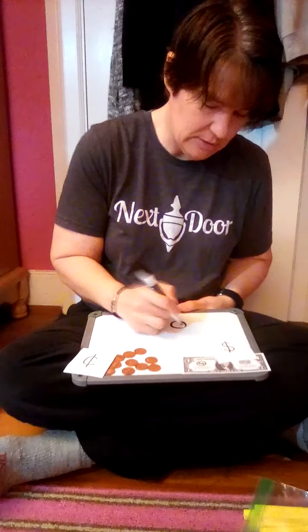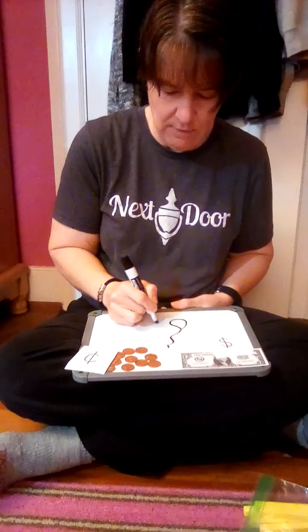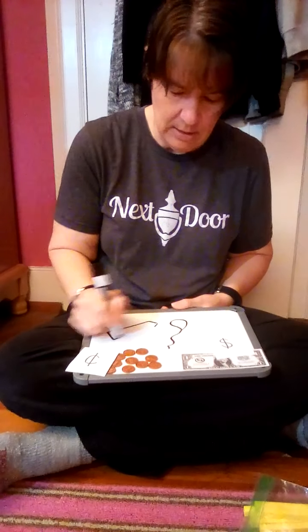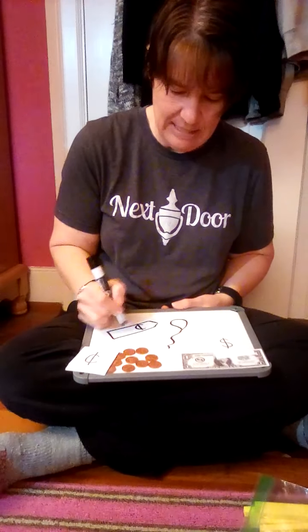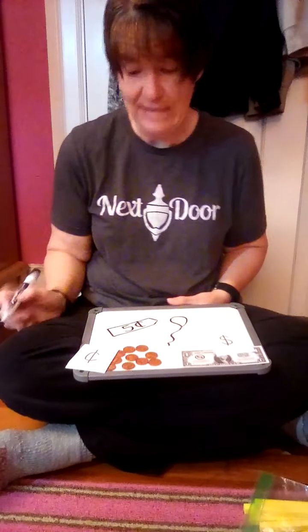Let's say I go to the store and I see that there is a cool balloon for sale, and I want to buy the balloon. I need to know how much it costs. So I'm going to look, and it says the balloon costs 5 cents. So I need to use my coins because it says cents, and I would count them out. 1, 2, 3, 4, 5.